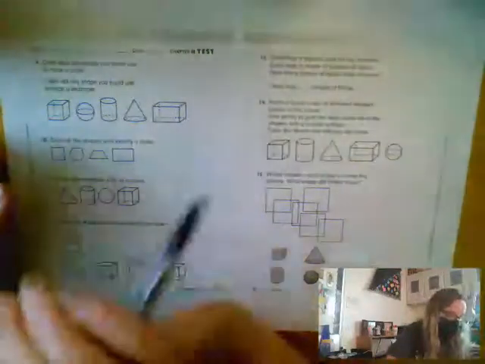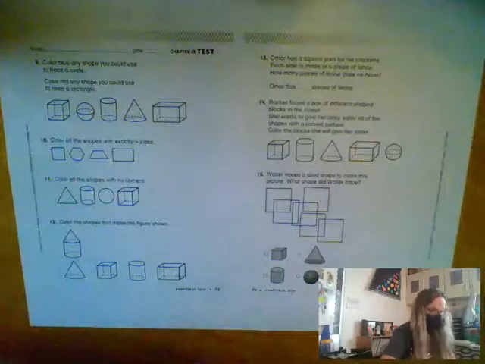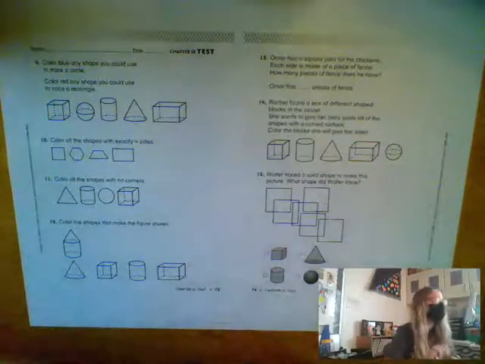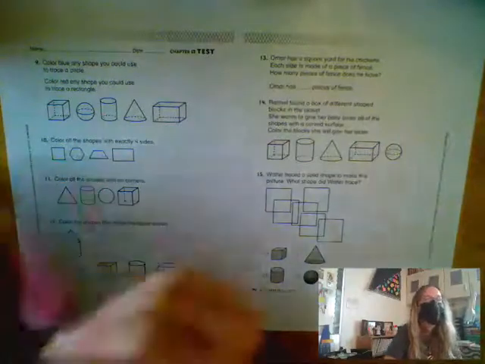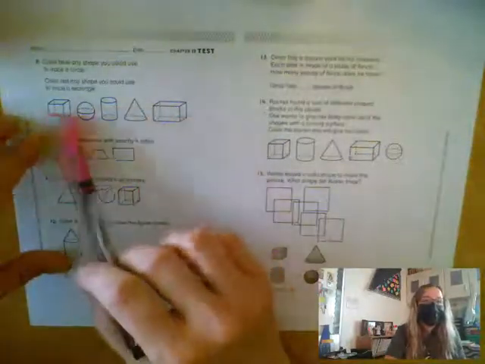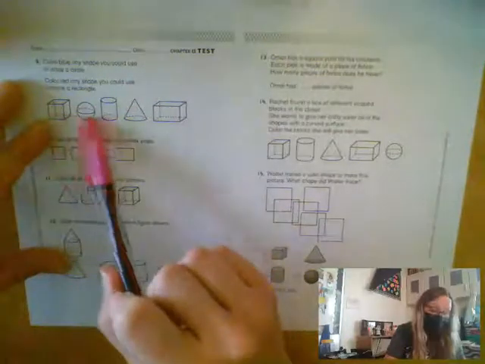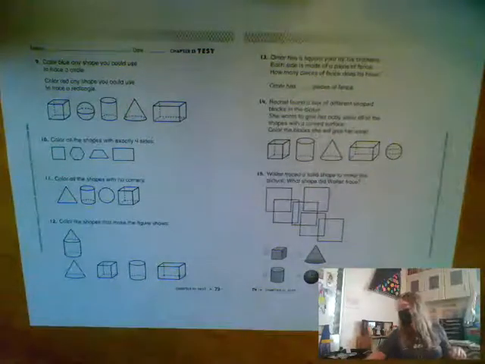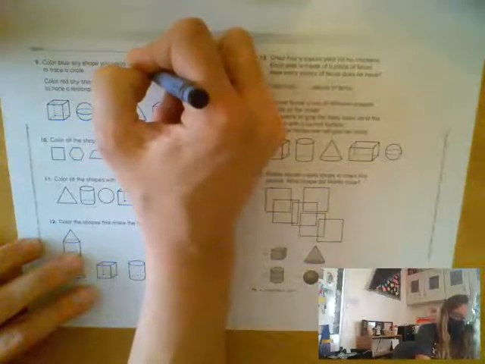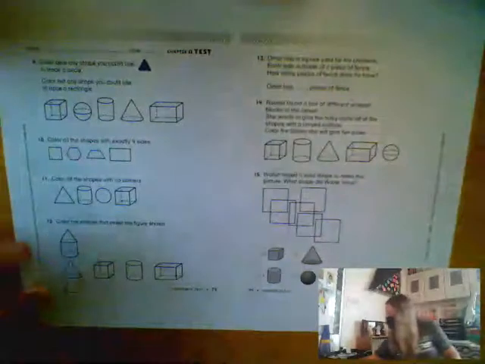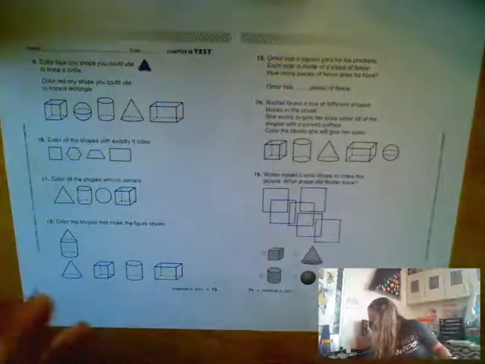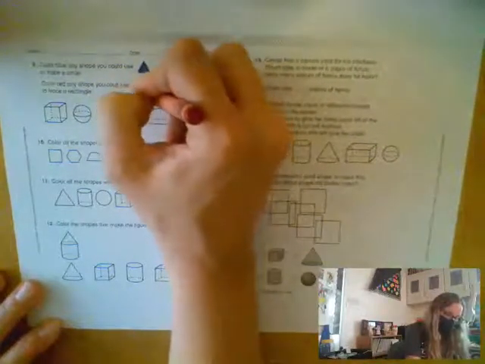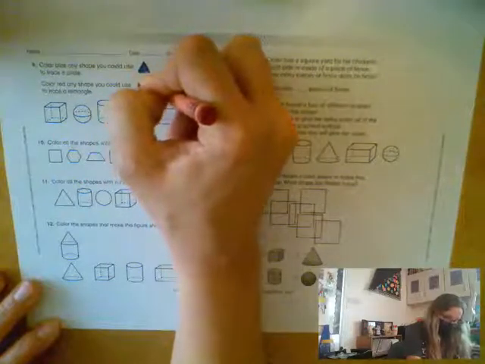Number 9, it says color blue any shape that you could use to trace a triangle. So if you could make a triangle with the shape, color it blue. Color red any shape you could use to trace a rectangle. So you're doing triangles, blue. So if it could make a triangle, it should be blue. And if it could make a rectangle, it should be red. And if you don't have a true red or a true blue, as long as you do red or reddish and blue or bluish so that I know the difference, okay?